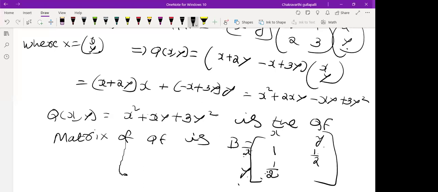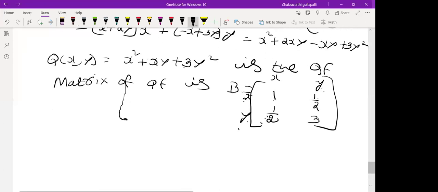So what you have to do: x into x, x square, write its coefficient. X into y, xy; y into x, yx. Xy and yx are the same, so it should be the same for a symmetric matrix. So the coefficient you have to divide by 2, and write it here and here, the same. Y into y, y square; the y square coefficient is 3. So this is the required symmetric matrix and is known as the matrix of the quadratic form.